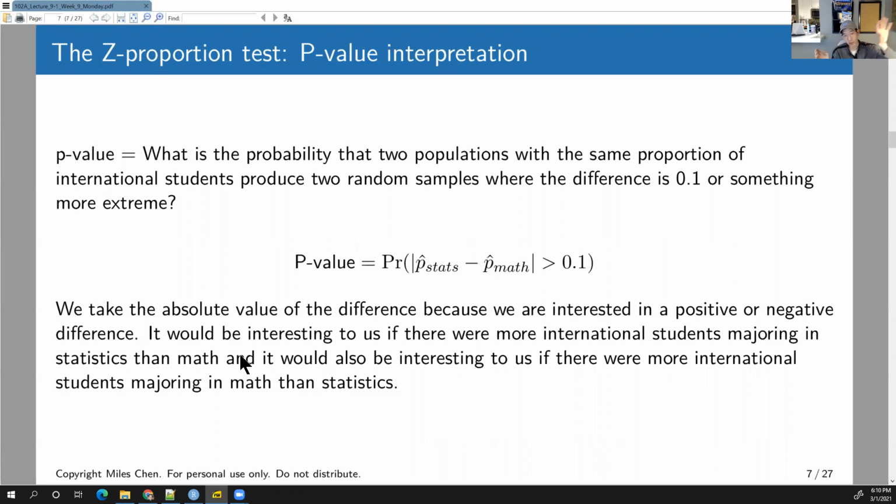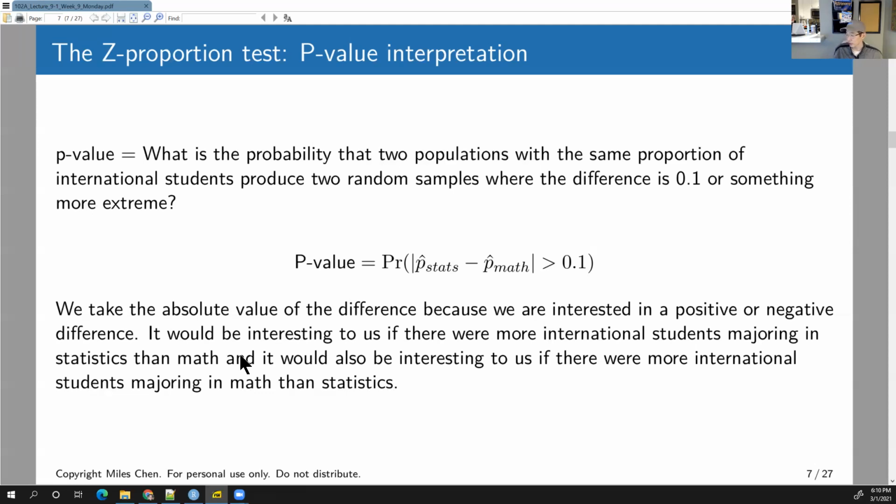We got a random sample of stats students and a random sample of math students. The proportion of international stats students was 0.5. The proportion of international math students was 0.4. So that difference was 0.1. That's what we observed. And we want to know what is the probability of getting a difference of 0.1 just from randomness, if the populations actually do have the same proportion.